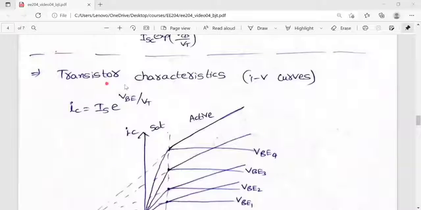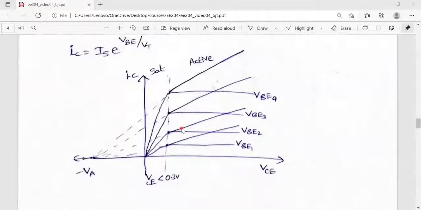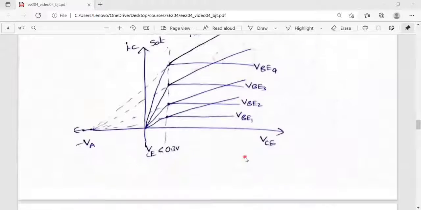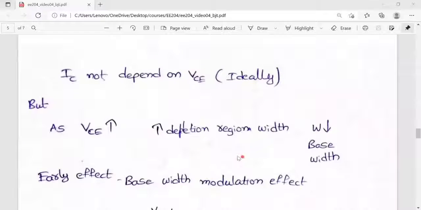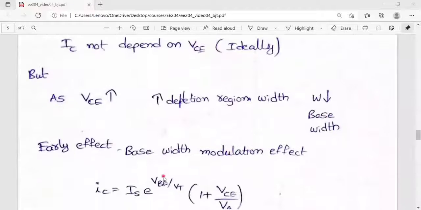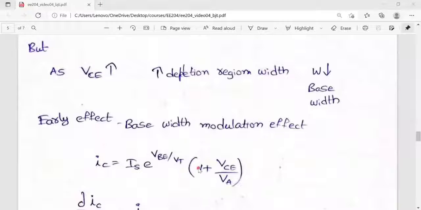When it comes to transistor characteristics, when we draw the graph between IC and VCE, then actually from the equation IC depends on VBE, not VCE. So in the active region we should get a horizontal line, but in practice we will get a line with a slope. This effect is known as the Early effect. As VCE increases, the depletion layer width increases, and the base width decreases. So due to this, we will get an extra term, that is 1 plus VCE by VA.